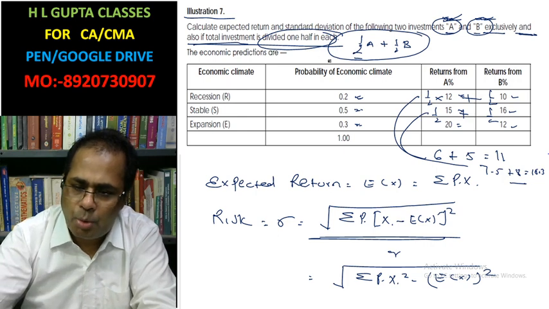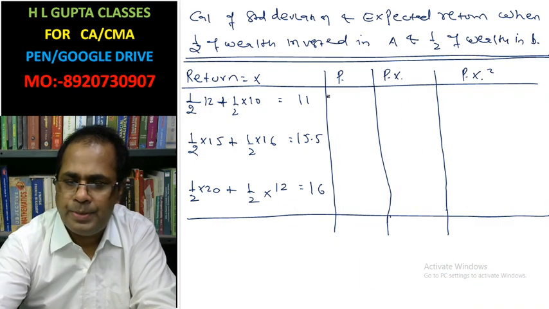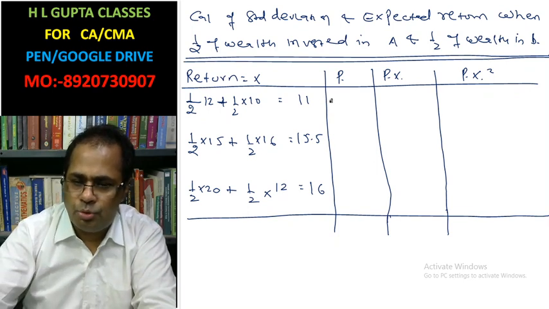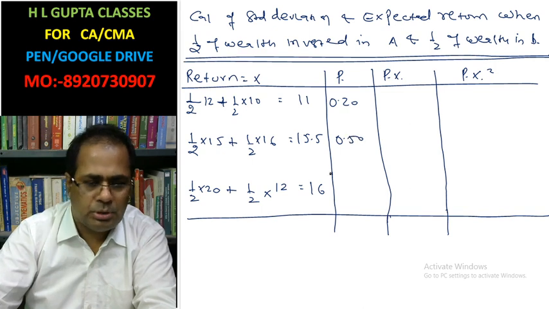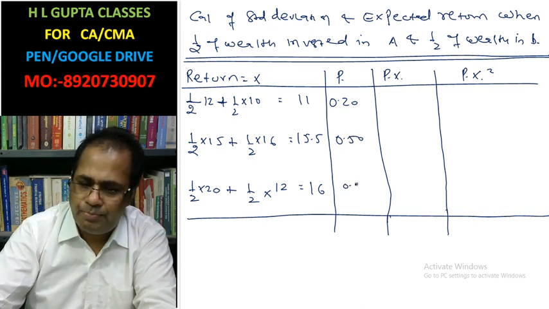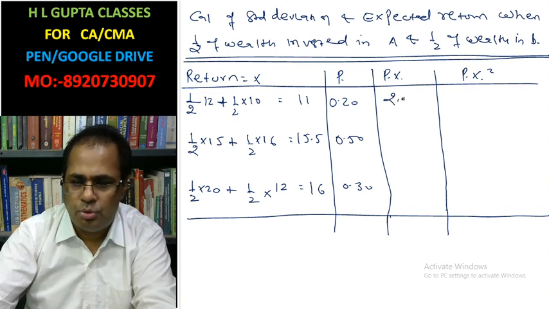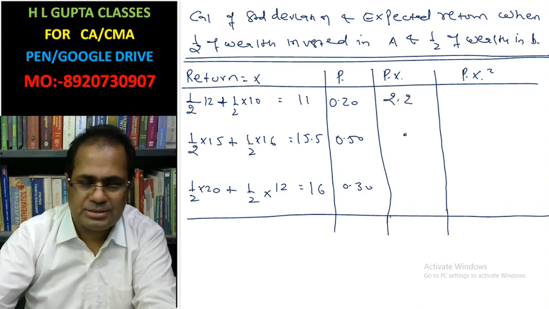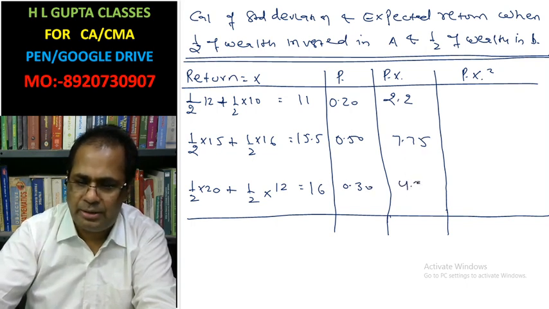Okay, the probabilities are 0.2, 0.5, 0.3. You multiply: 11 into 0.2 is 2.2, 15.5 into 0.5 is 7.75, 16 into 0.30 is 4.8. After this you will get 14.75.